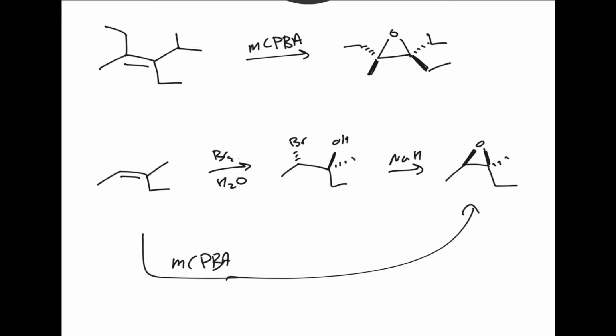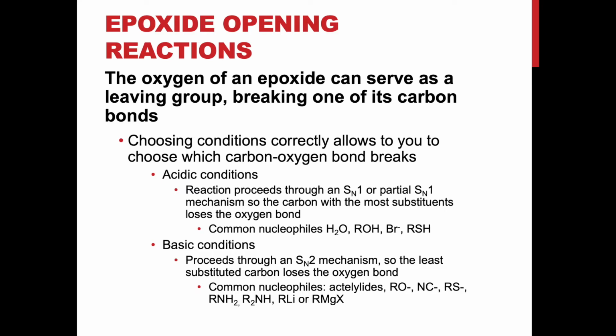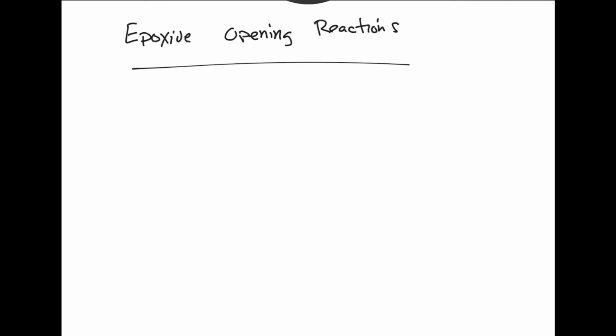So we can make epoxides. We should probably do something with them since we can make them. Kind of seems like a letdown to just make them and be like, yep, we're done here. So the main thing that epoxides do is open up. So we're going to talk about epoxide opening reactions.